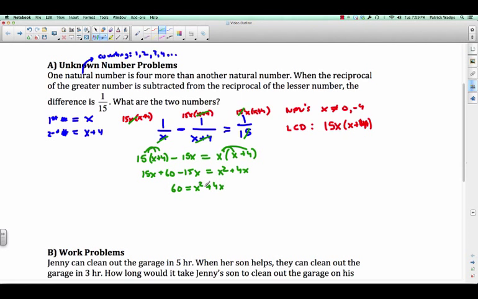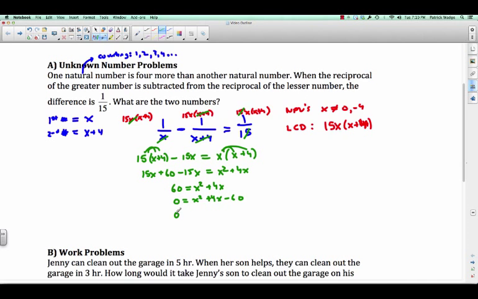Okay, we've got a quadratic. How do we solve them? To solve quadratics, we get it equal to 0 and we factor. So you either want to move the 60 over to the right or you want to move both of these things over to the left. Which one is way better to do? It's better to move the 60 over because we want to keep that x squared positive. So 0 equals x squared plus 4x. The 60 comes over and becomes negative 60.